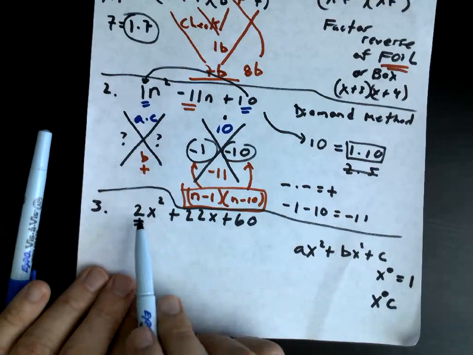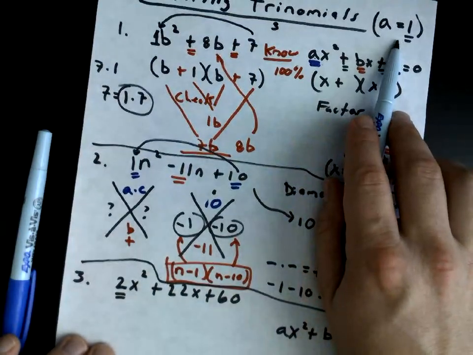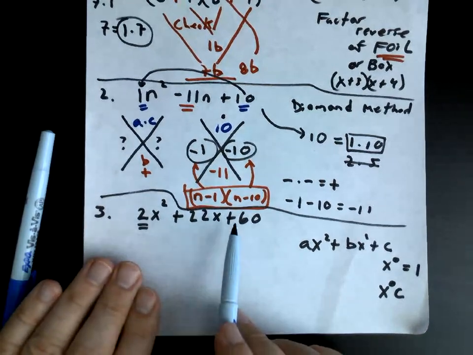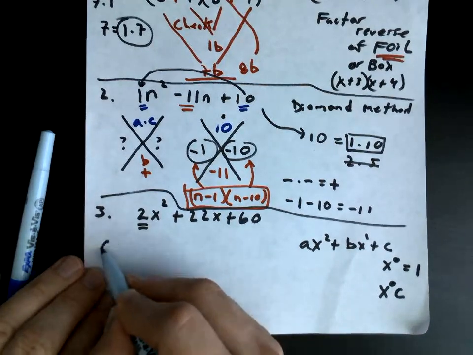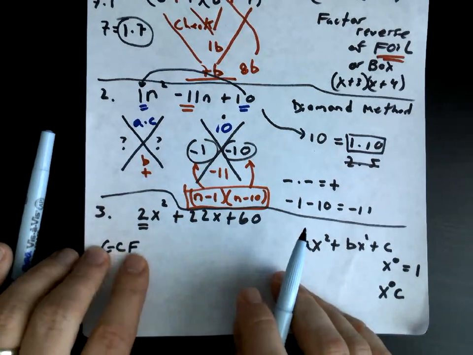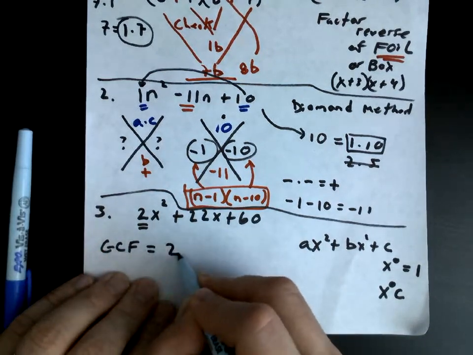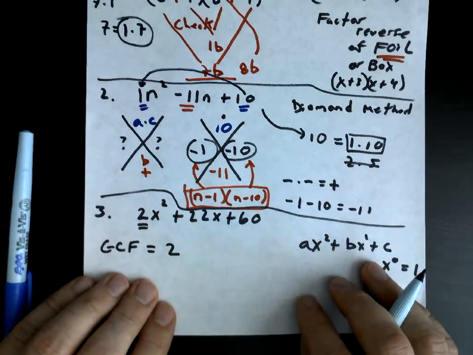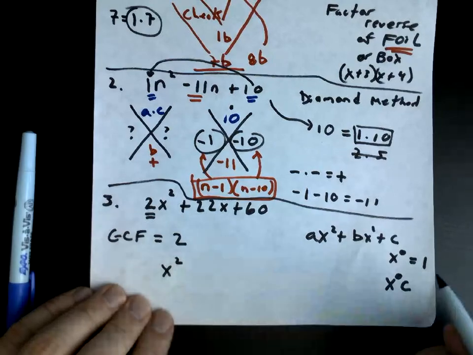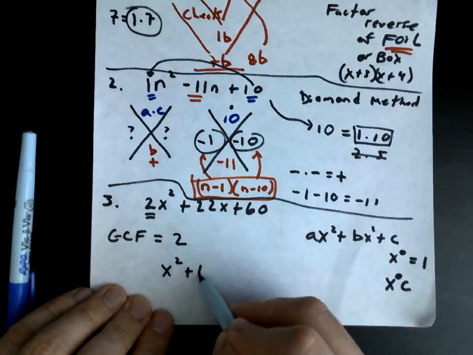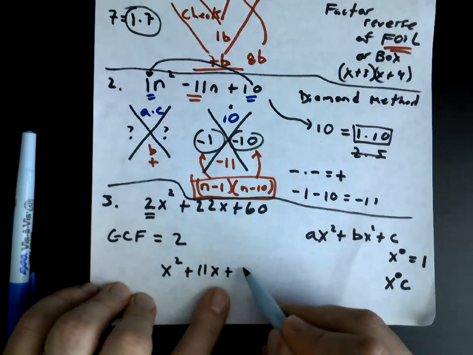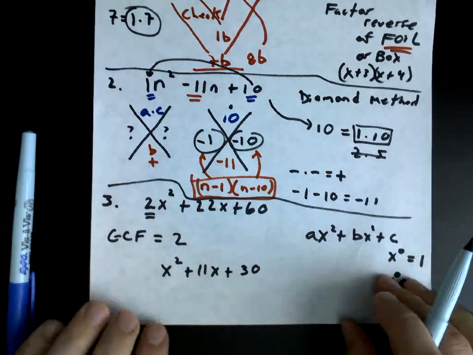Okay, next thing is I have a 2 instead of a 1. Is there a possibility that I can take a 2 out? Do you remember what the GCF is? Greatest common factor. What if the greatest common factor is 2? Do you see why I take a 2 out? Because that would be x squared, that would be 11x, and 2 from that is going to be 30. Do you see what I did?